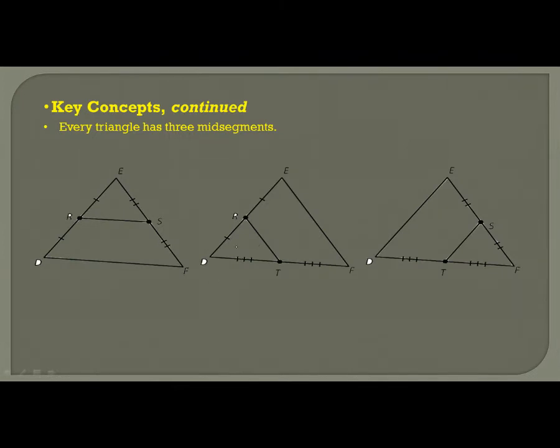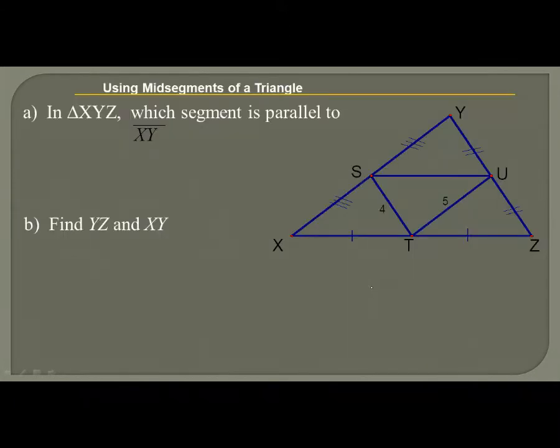So here every triangle has three mid-segments. For the first one, this is parallel to DF and half of DF, and in the second diagram, RT is parallel to EF and half of EF, and in the third diagram, ST is half of DE and parallel to DE. So let's take quickly some examples.